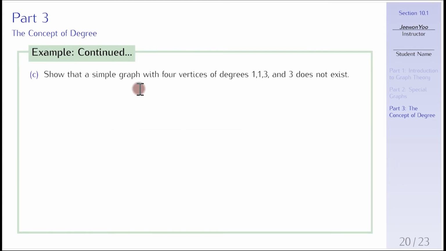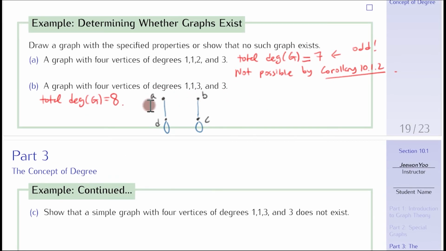Part C, show that a simple graph with 4 vertices of degrees 1, 1, 3, and 3 does not exist. Please take a look at the previous result. Did you notice that our graph has a loop, right? But having a simple graph, then this kind of construction is also not allowed, even though the total degree of G is 8.